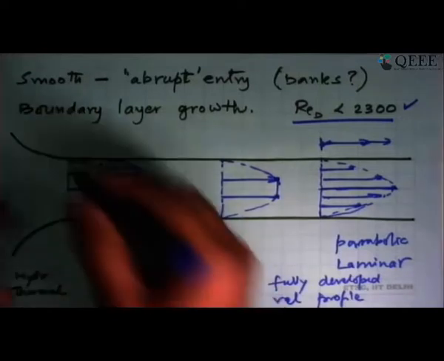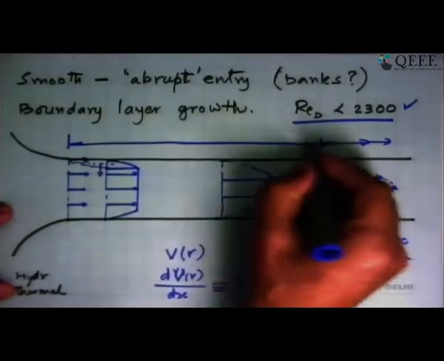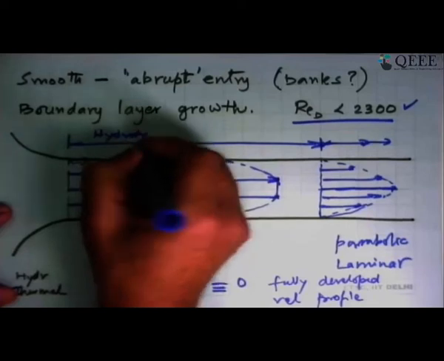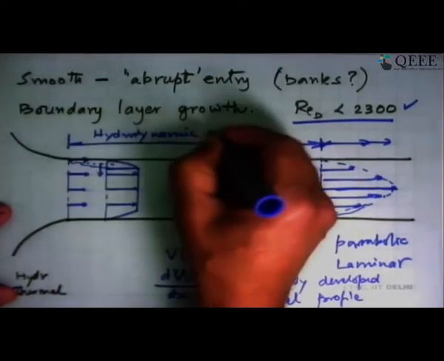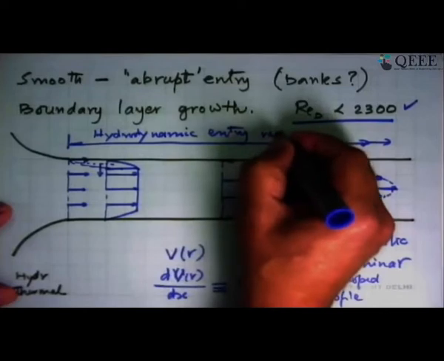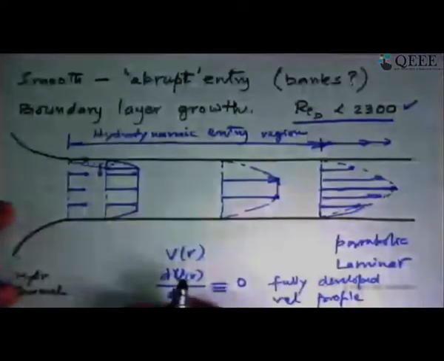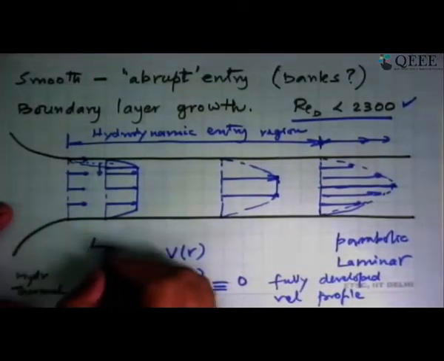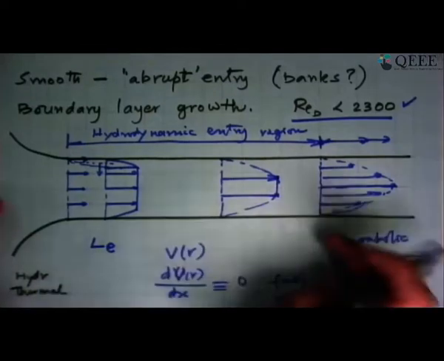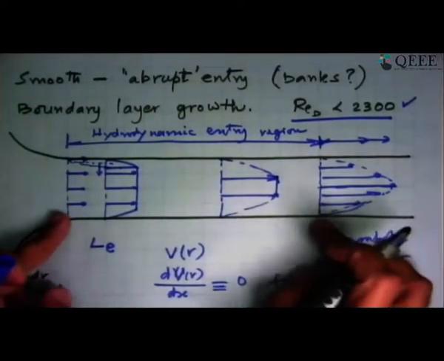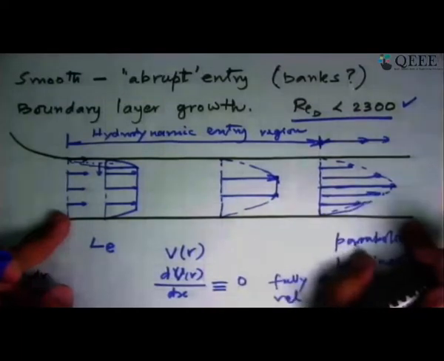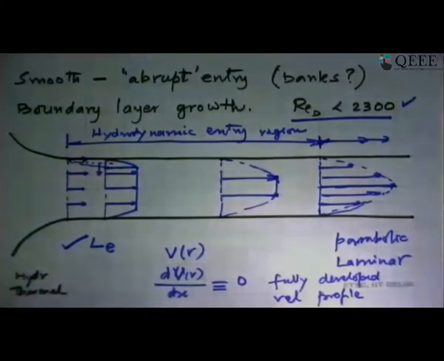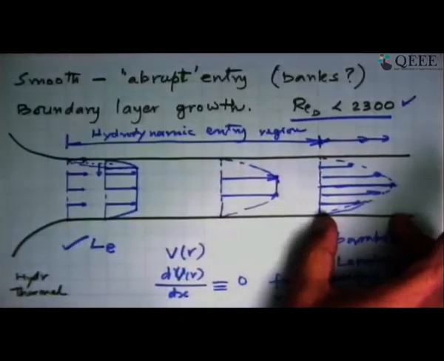And this portion of the tube, where the profile was changing, is what is called the hydrodynamic entry region, and this length is the entrance length, L_E you can call it, that it requires. So after a smooth entry, you need so much distance for the flow to become fully developed. This is an important thing that comes up in this problem. So we have an entrance region and then a fully developed profile.